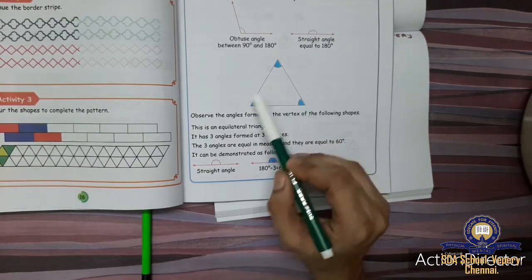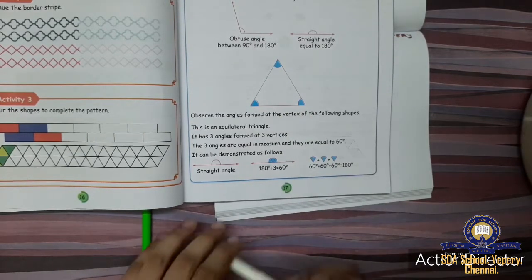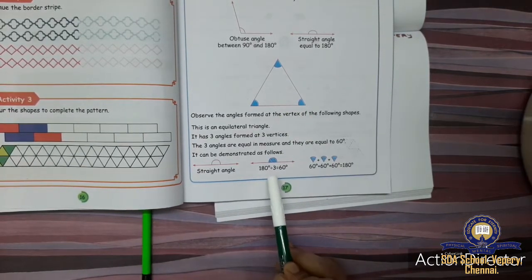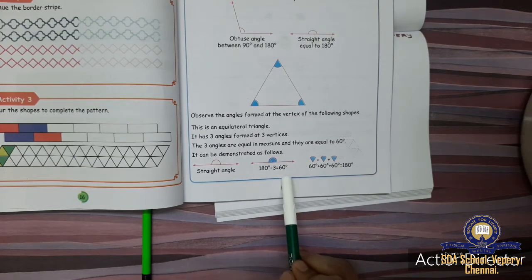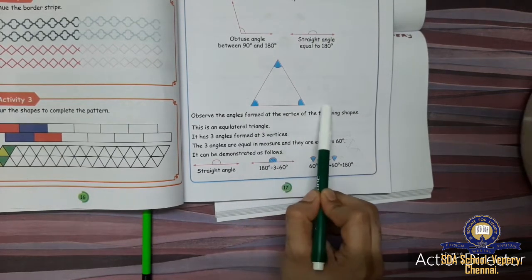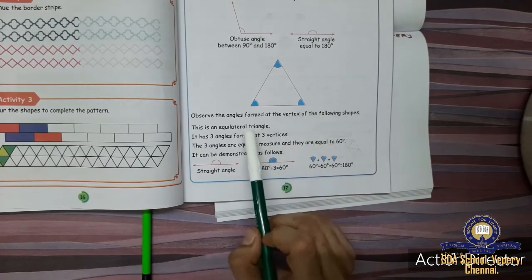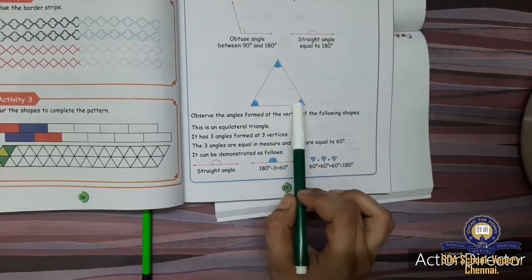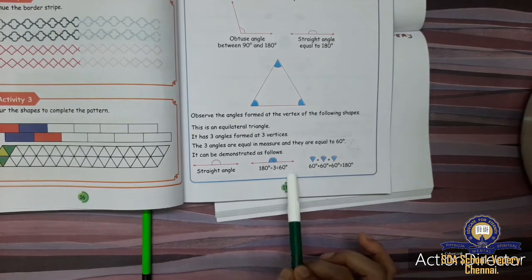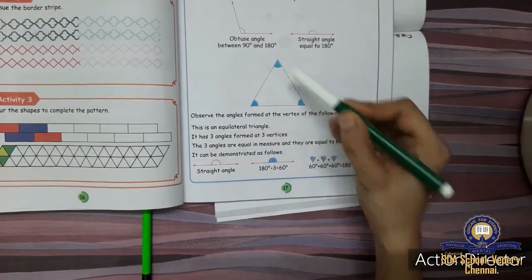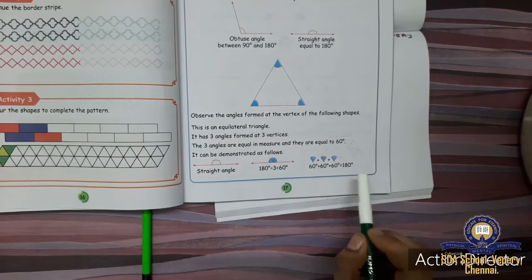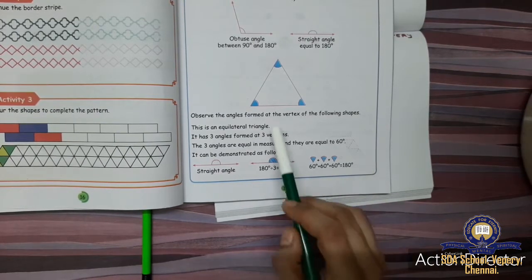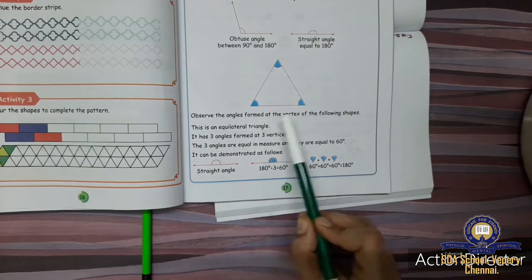So there are three angles. What are they doing? 180 degrees divided by 3 is equal to what? 60 degrees. So this is a straight angle, and we are taking 180 degrees and dividing it among the 3 vertices, that is 3 angles. We are getting 60 degrees. So this is 60 degrees, this is 60 degrees and this is 60 degrees, totally 180 degrees. This is how we can prove that in an equilateral triangle one vertex is 60 degrees.